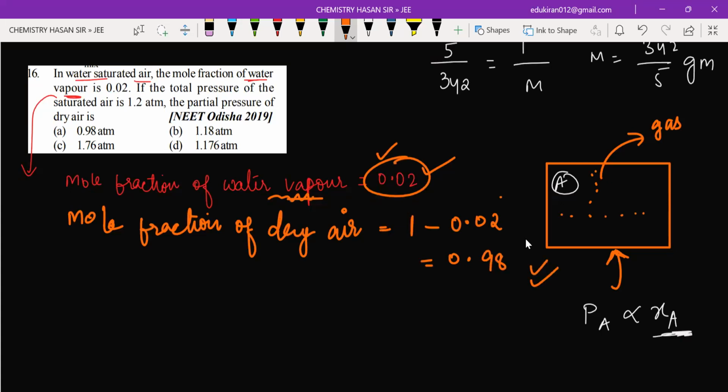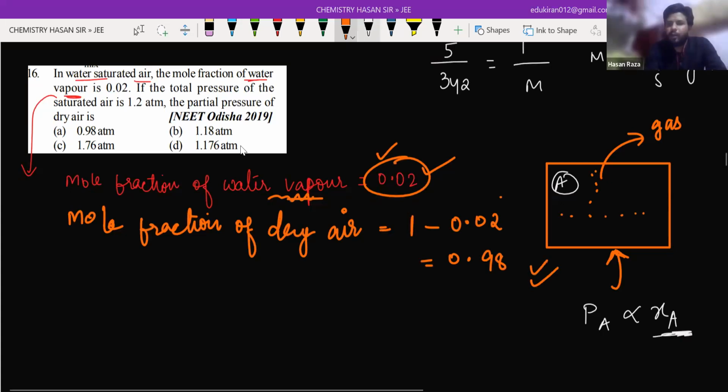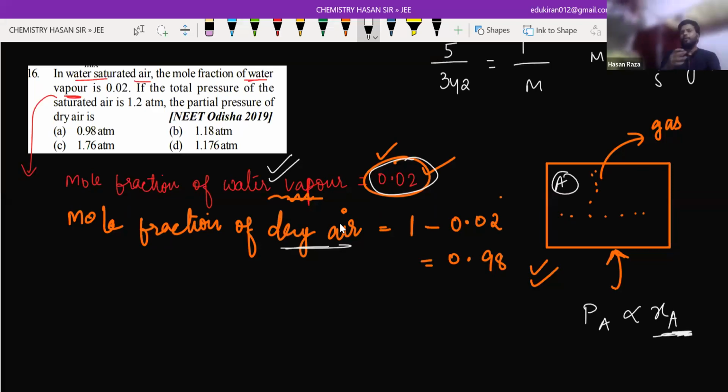This is the mole fraction of dry air. We are talking about the gas phase. So the mole fraction of water vapor in the gas phase is 0.02, and you need to calculate the mole fraction of dry air. These are the two components present, so the sum of their mole fractions will be equal to one. So the mole fraction of dry air will be equal to 0.98.